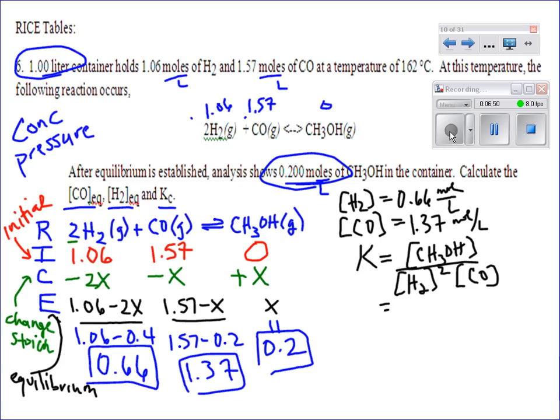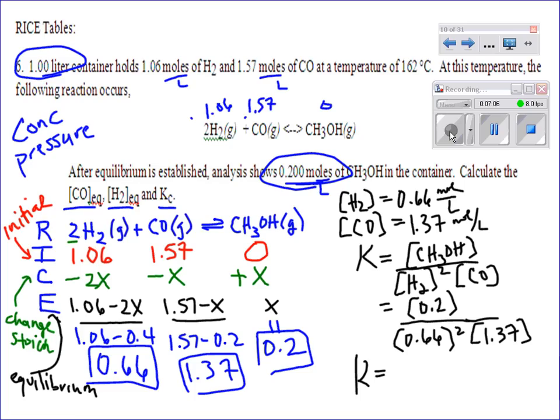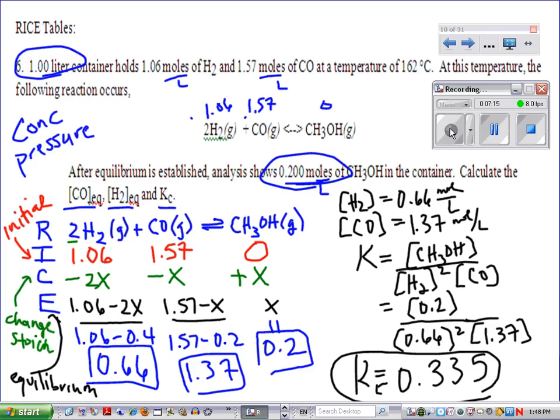So we're going to plug in the numbers, and so we end up with 0.2 on top divided by 0.66 squared times 1.37. And let me know if I got this wrong, 0.335. Did y'all get that? Good. All right, let's move on to the next question.